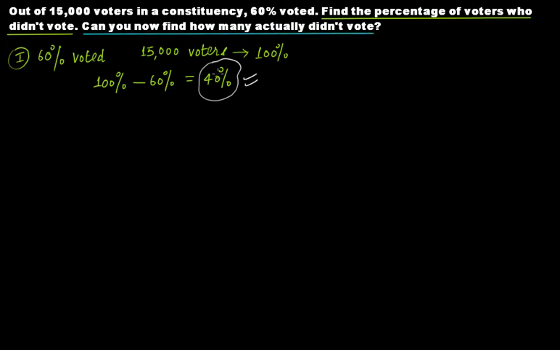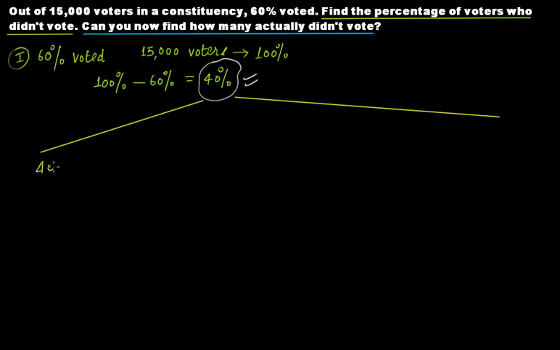vote? So this is the percentage of the voters who didn't vote. Now you have to tell the exact number of voters who didn't vote. To solve this, we take two different ways. Okay, in the first way, 40% of these many voters didn't vote.